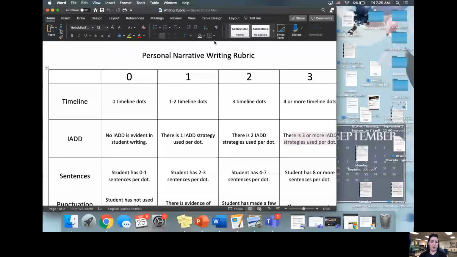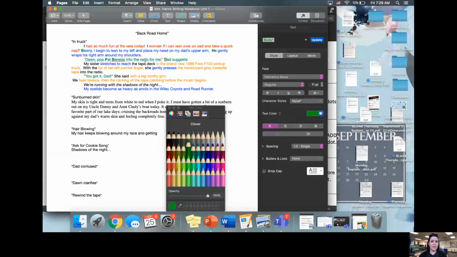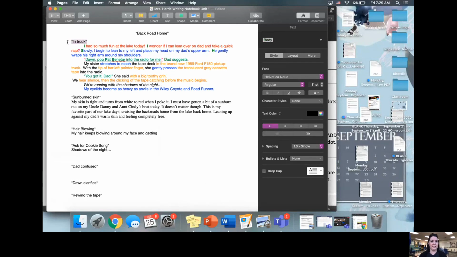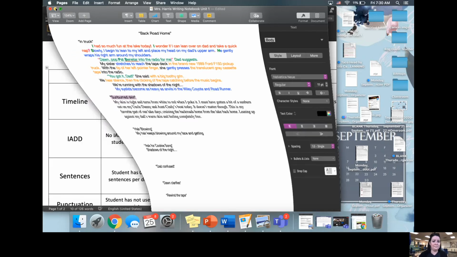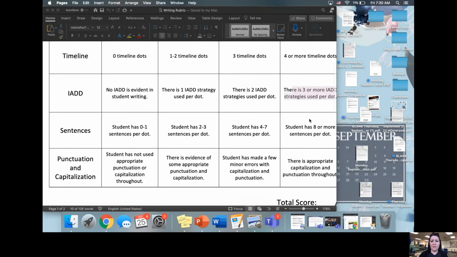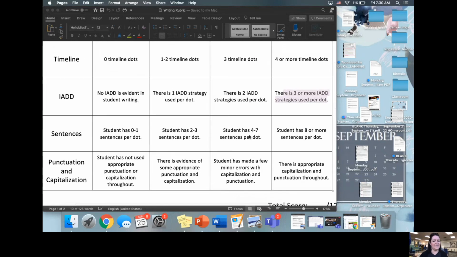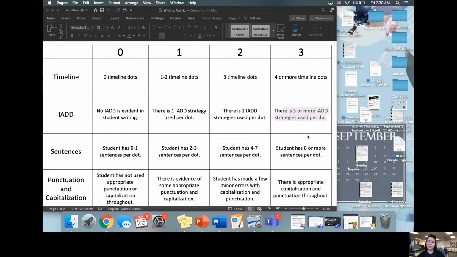So what that means is on my writing, I know that this is 1 dot still because I have that little asterisk to show me that, hey, this was my timeline dot label. So I have at least 3 I add. Here you notice my sunburned skin. I haven't color coded. So I wouldn't get my 3 points there because I don't have evidence of 3 I add yet because I haven't gone through and color coded. And then you have sentences. The goal is to have at least 4 to 7 sentences per dot. If you want to earn those 3 points, then you have 8 or more sentences per dot.